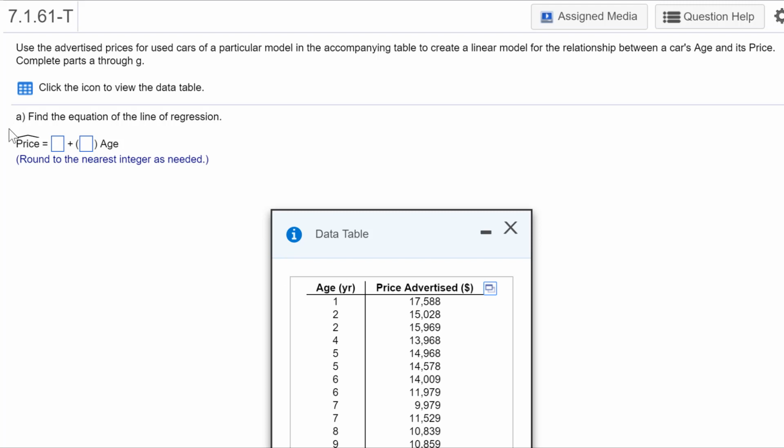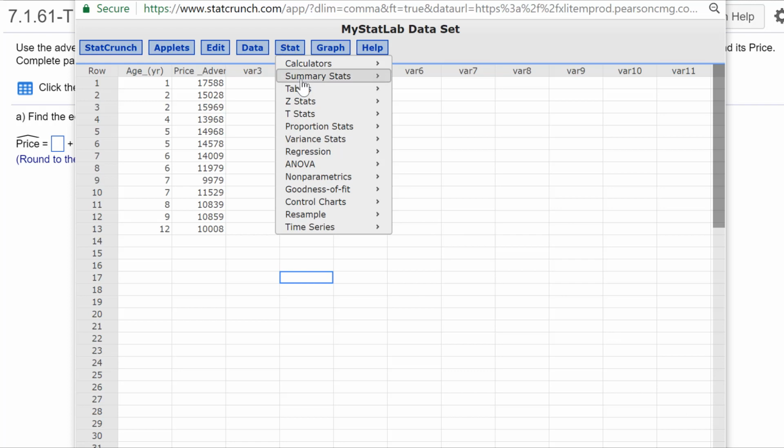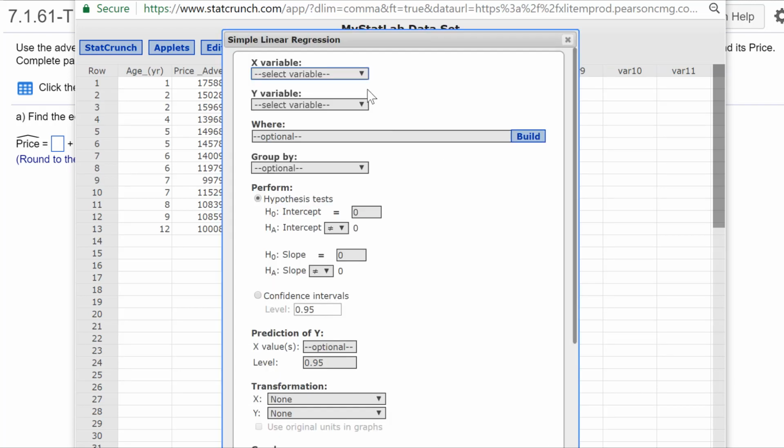And then here you can see the equation. Price is in the Y spot. So hopefully that helps as well. So let's open this in StatCrunch. Okay, so we're going to go to Stat, Regression, simple linear. Select your X, the age, and select the Y, which would be the price. I'm going to do the fitted line and press compute.